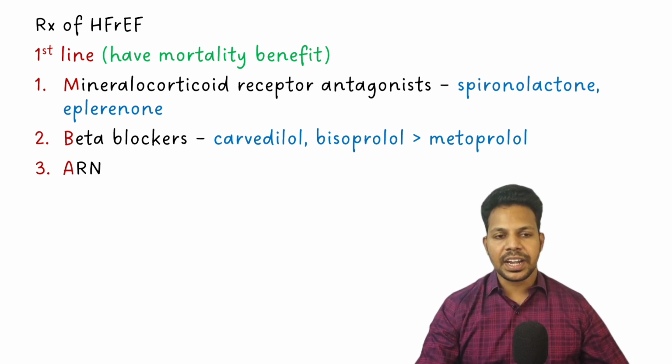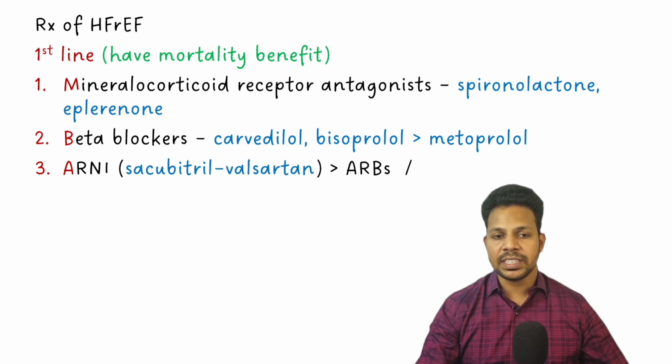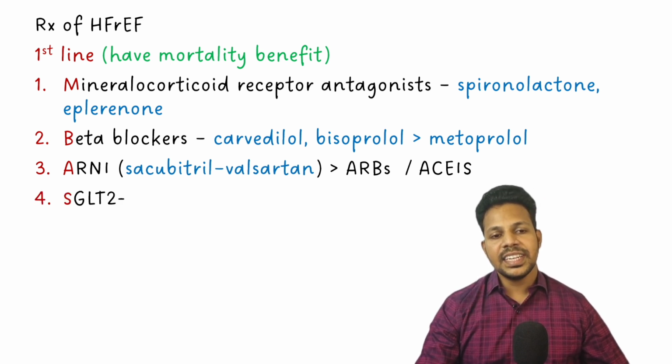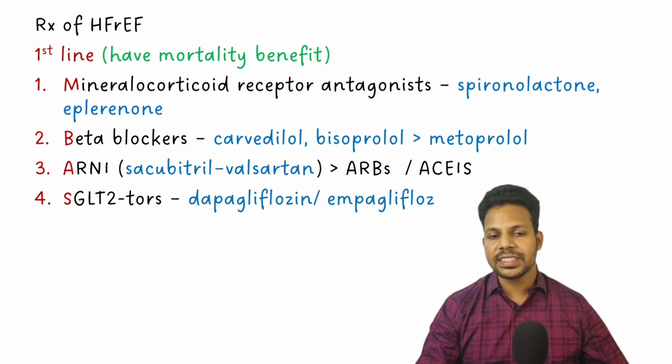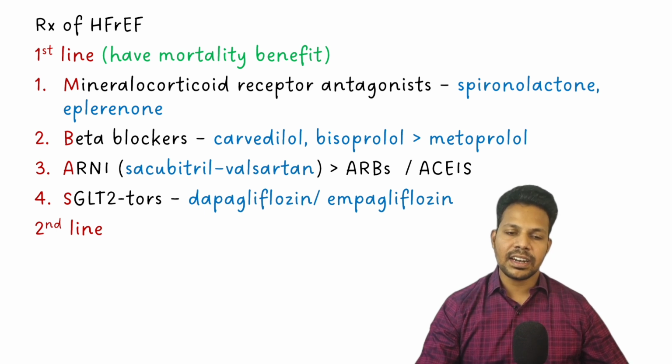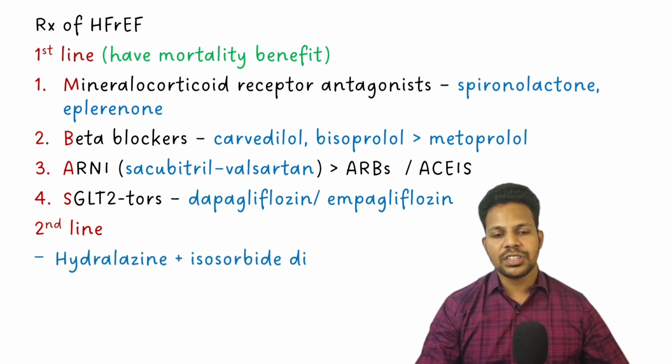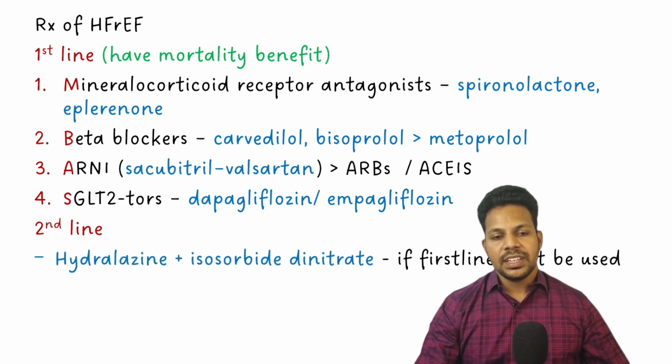And next comes the ARNI, angiotensin receptor neprilysin inhibitor. The drug is the sacubitril valsartan combination. It is preferred over the angiotensin receptor blockers or angiotensin converting enzyme inhibitors. And finally, SGLT2 inhibitors. The useful drugs here are dapagliflozin and empagliflozin. What are certain second line drugs now? The second line drugs are the hydralazine, isosorbide dinitrate combination. They can be used if the first line cannot be used.